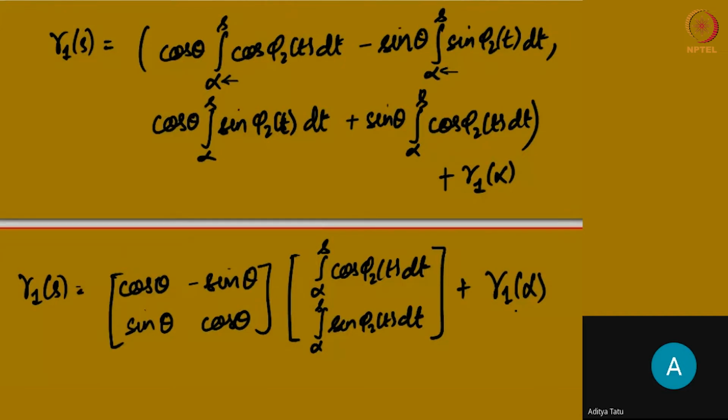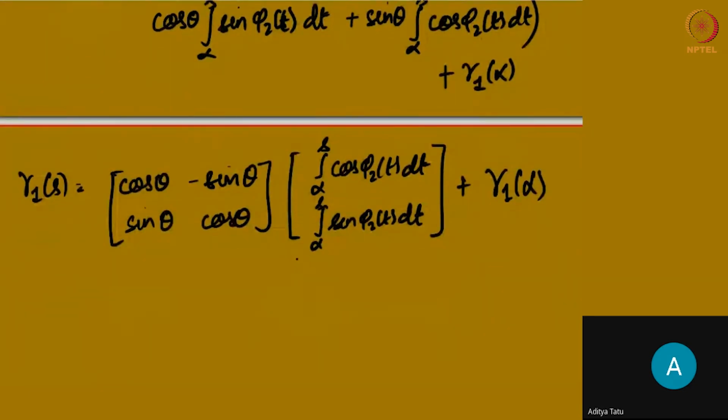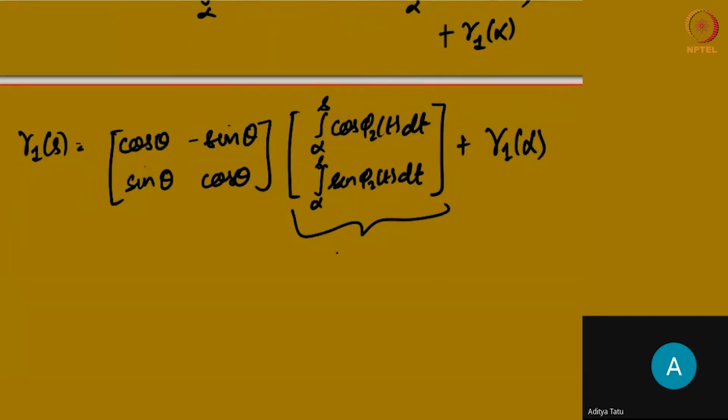I hope I've not made any mistakes here. What is this? I mean, this phi 2 is the turning angle, right? Turning angle of the second curve. When you integrate it out, you get its x and y coordinates. So this is nothing but gamma 2 of s.